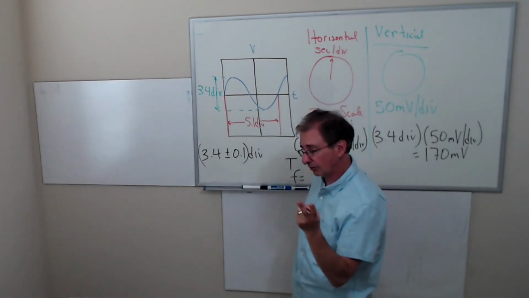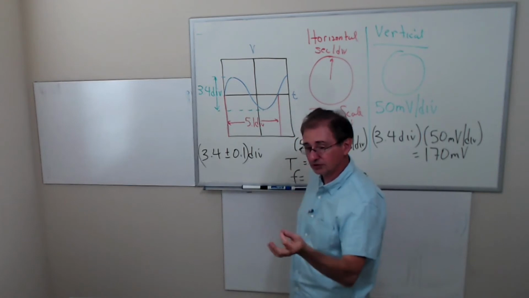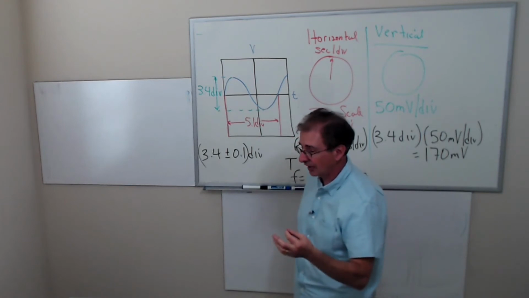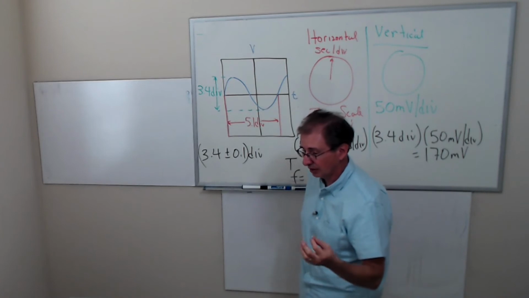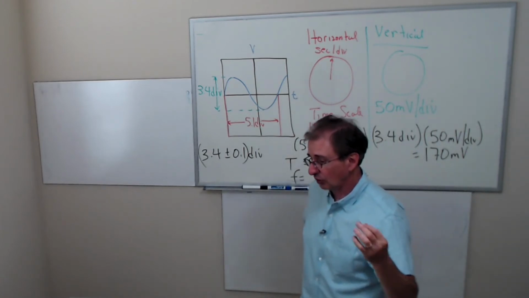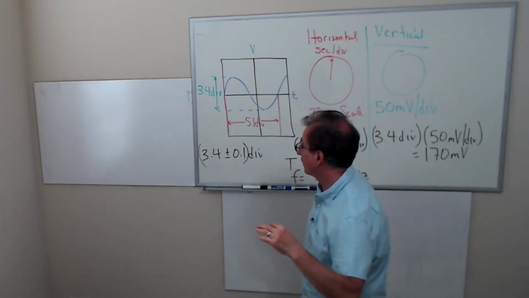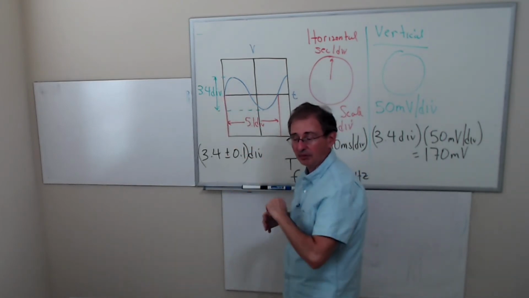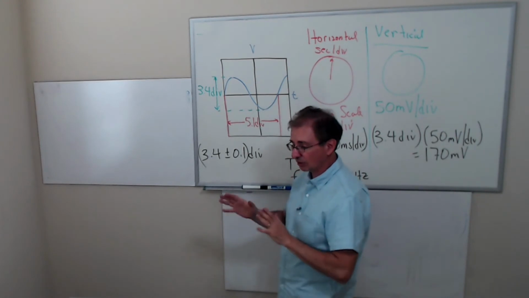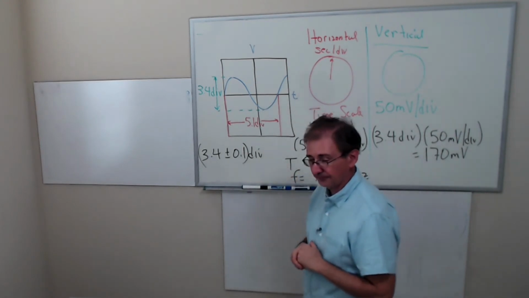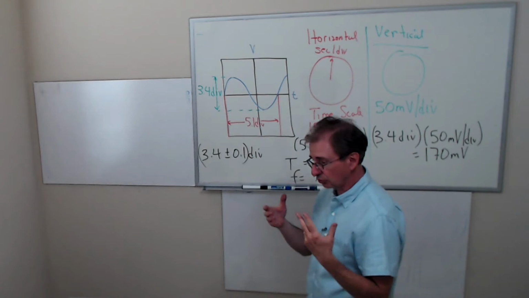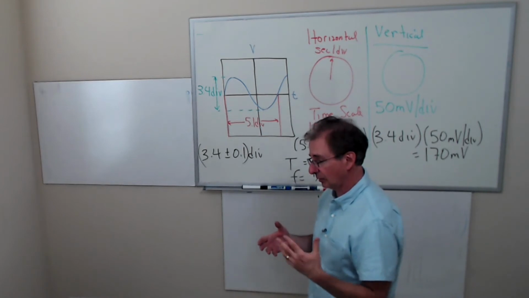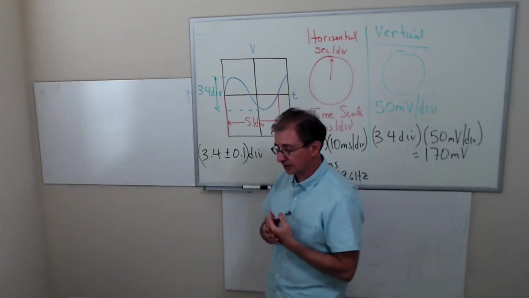So there's 2 kinds of triggering. There's level triggering, which tells you what voltage you want it to start triggering. And then there's edge triggering, which tells you whether you want to display when the signal is going down or when the signal is coming up, when the slope is positive or when the slope is negative. So there's 2 types of triggering that we have in the scope.